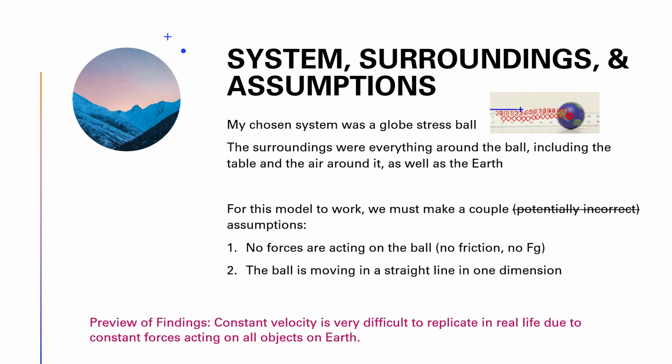My chosen system was a globe stress ball, which you can see on the right, and the surroundings were everything around the ball, including the table and the air around it, as well as the Earth. For this model to work, we have to make a couple potentially incorrect assumptions. One, that no forces are acting on the ball, so no friction and no force of gravity, which is obviously not going to happen in a simulation on Earth. And then that the ball is moving in a straight line in one dimension. Now, the table we used eliminates one dimension, but the ball could easily be moving side to side as well as forward, and so it could still be moving in two dimensions. And ultimately, we're going to find that those maybe did play a role in our findings in the experimental model.